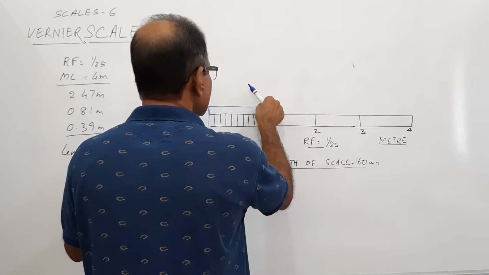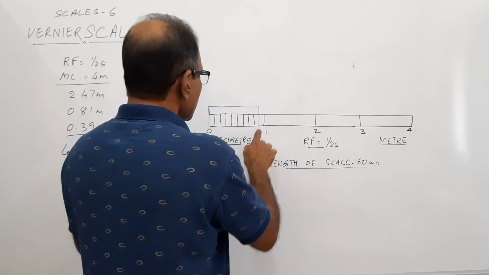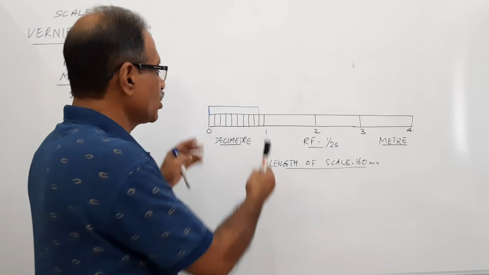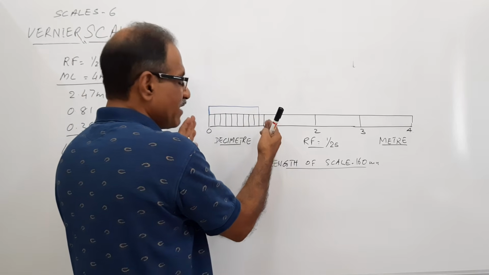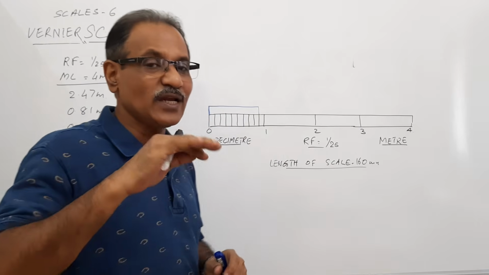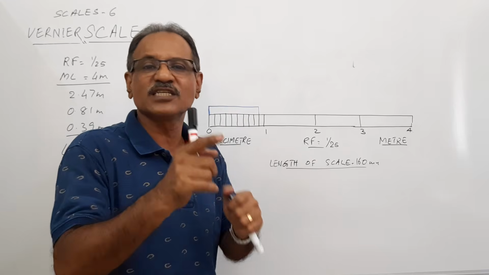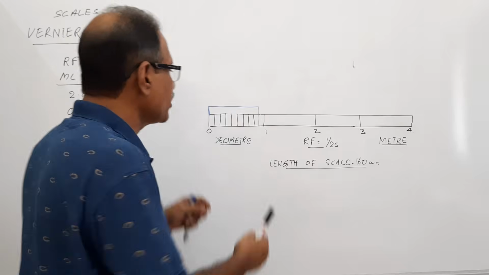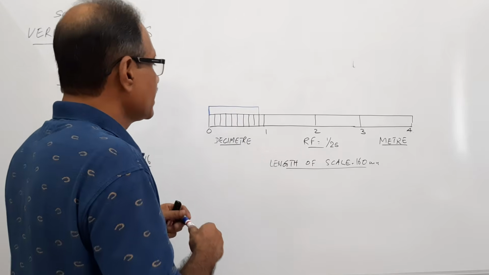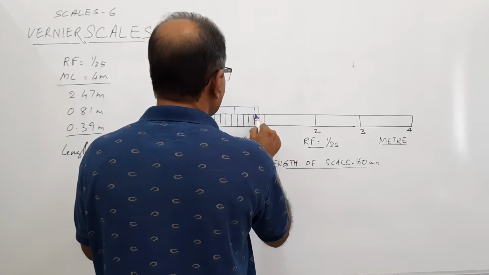What is this? This is the distance corresponding to 9 decimeters. You remember in backward reading Vernier, we have taken the length corresponding to 11 decimeters and divided it into 10 equal parts, so that each division is 1.1 decimeters. Here you take 9 decimeters and divide it into 10 equal parts. Here again you have to go for the procedure of dividing it.